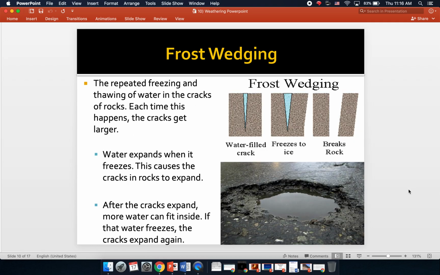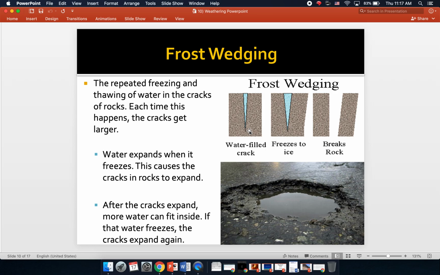All right, frost wedging is the repeated freezing and thawing of water in the cracks of rocks. Each time this happens, the crack gets larger. So you have a crack in rock, it fills with water, right? When the water freezes, it expands. Now, this is counterintuitive. We just got through saying when we heat things, they tend to expand, and then when we cool things, they tend to contract.